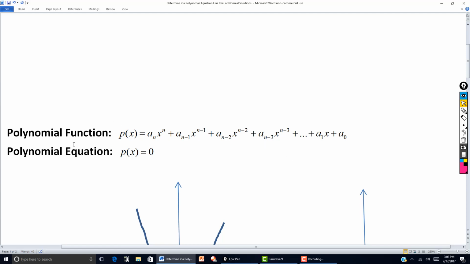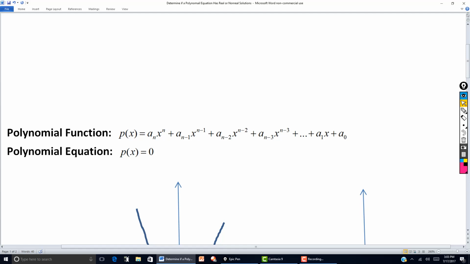So first of all, let's look at the definition. A polynomial function has this particular form right here. Notice the powers on the x are decreasing. The coefficients, a sub n minus 1, and so on, in this particular case we're looking at real coefficients. Those are real numbers, and obviously the exponents cannot be negative. They have to be non-negative.